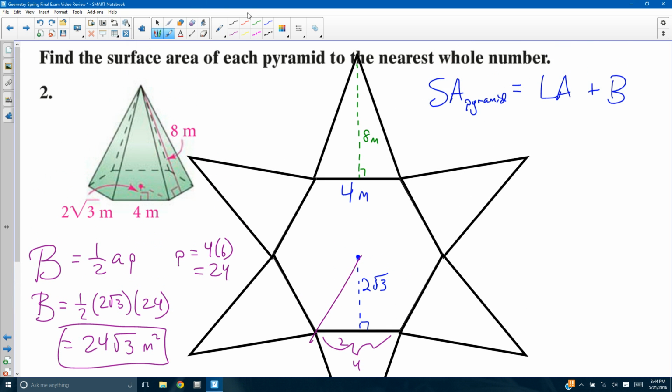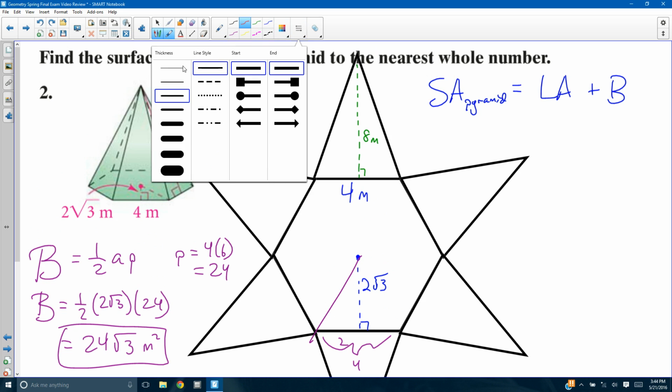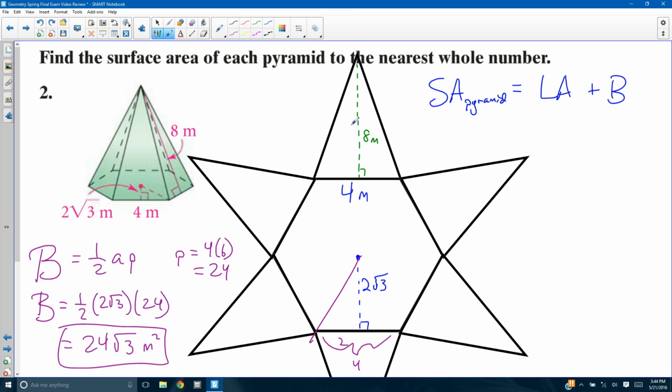Okay, to find the lateral area, the area of all 6 triangles, you can take the area of one triangle and multiply it by 6. 1/2 base times height, which is 16 square meters. And then your lateral area, therefore, will be 16 times 6, which is 96.